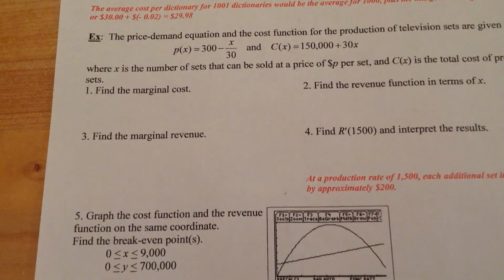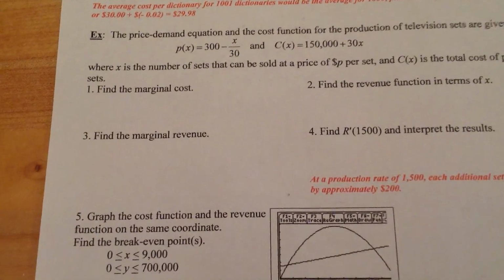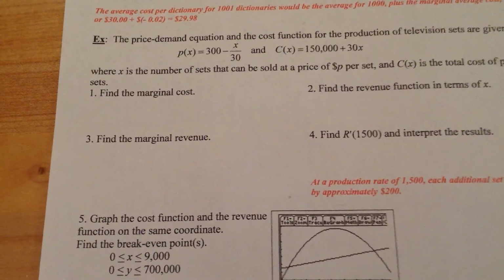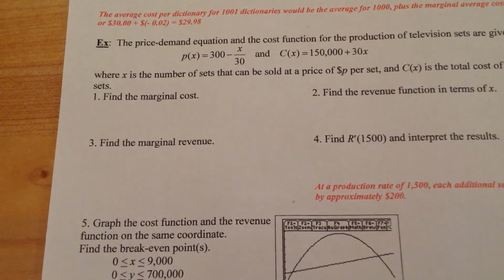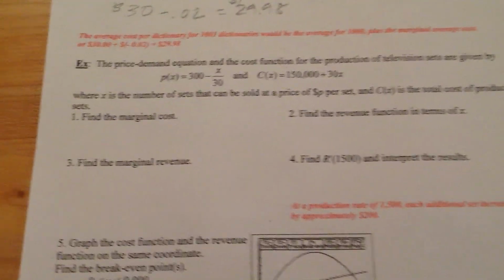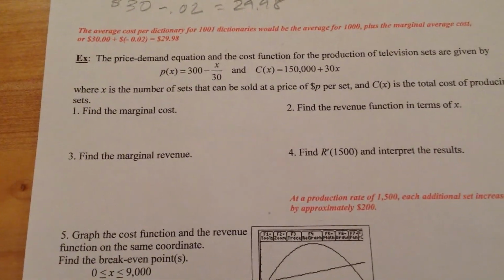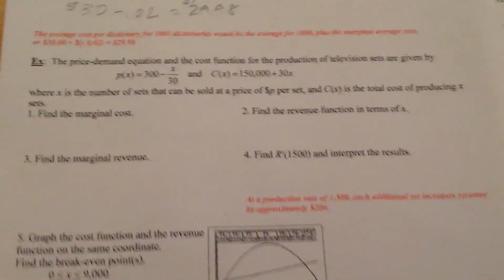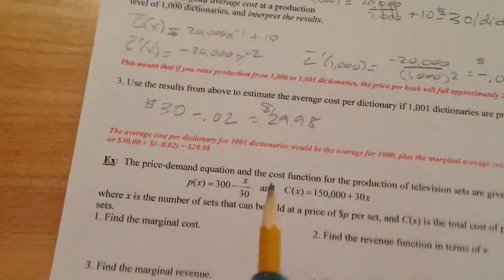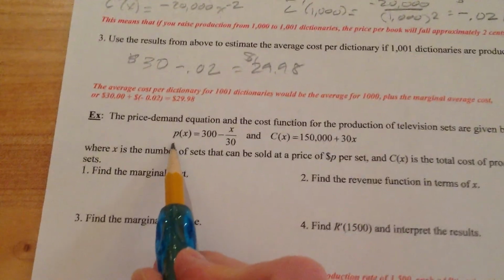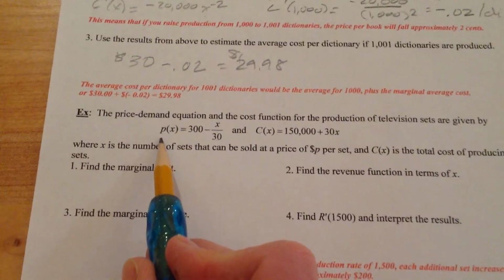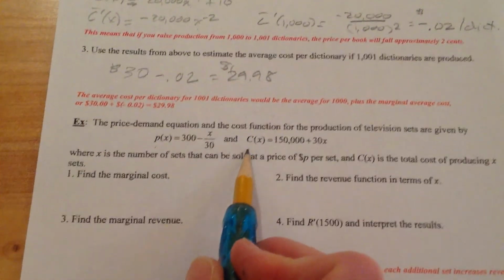So the price demand equation is how much you can charge per, in this case, television set, in essence to create your revenue. I'm going to show you down here in a minute, for number 2, how to find the revenue function. We have to take that price. This is a small p. It is not profit. It is the price demand equation. And then this is a cost equation.